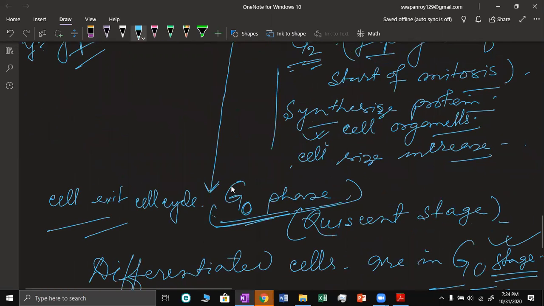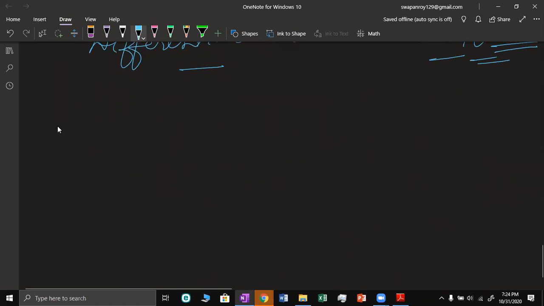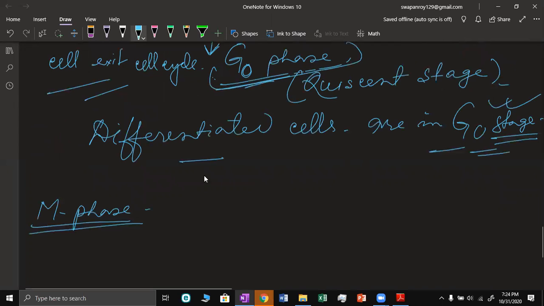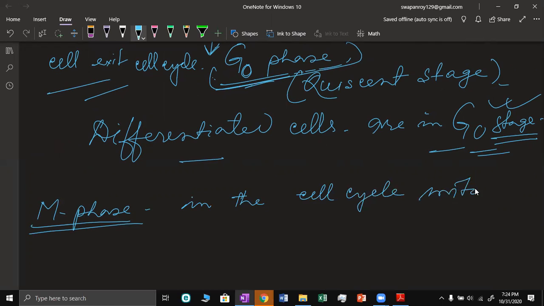Next, let us see this M phase, mitosis. Mitosis in the cell cycle, mitosis is of a short period.